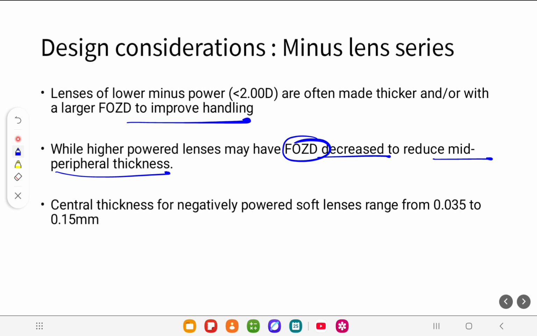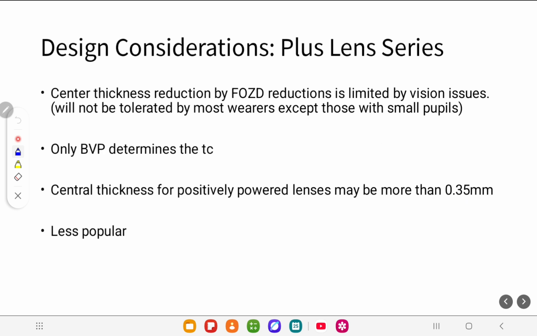So central thickness for negatively powered soft contact lenses ranges as per this range from the manufacturer. Design consideration, plus lens series: basically in a plus lens, central thickness is reduced by FOZD reduction. When you reduce the FOZD in a plus lens, the thickness difference between center and periphery is reduced, because the center is thicker, it's always there.